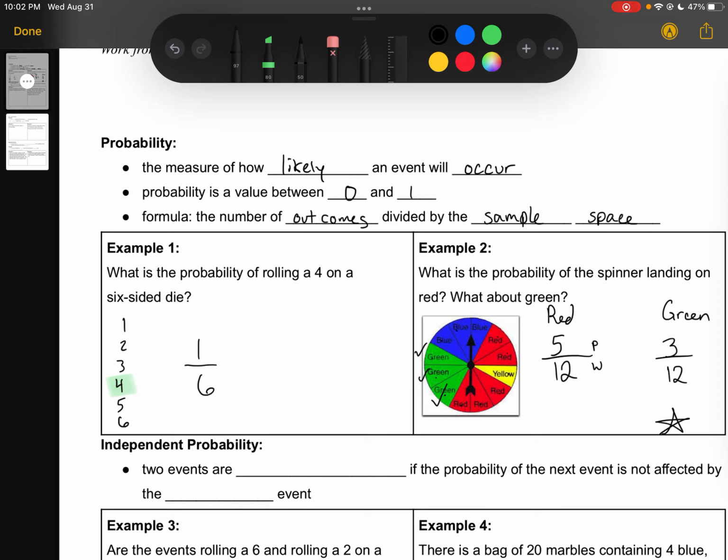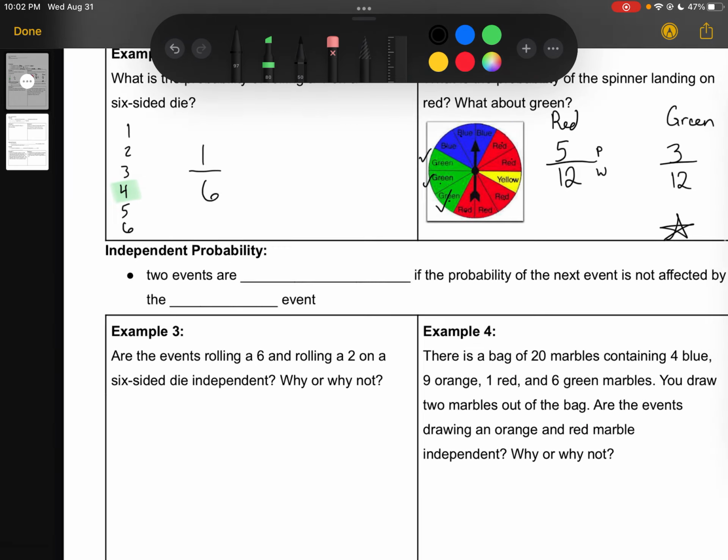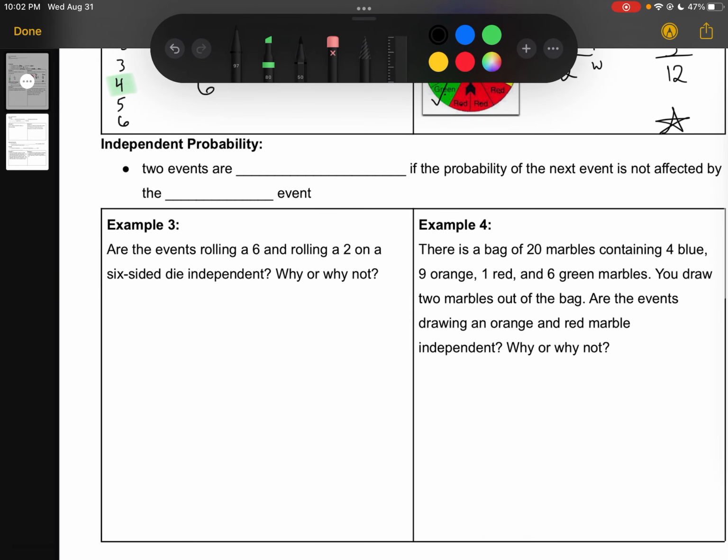Okay, so that's basic probability. From here, it gets a little bit more complicated. We talk about independent, dependent, mutually exclusive, a whole bunch of other things. So independent probability is the idea that two events are independent if the probability of the next event is not affected by the first event. So basically all this is saying is it doesn't matter what place you are in line. The person in front of you and the person behind you does not change what you get.